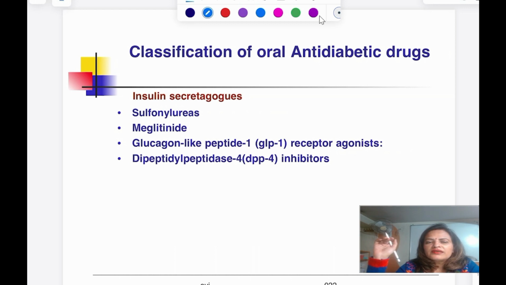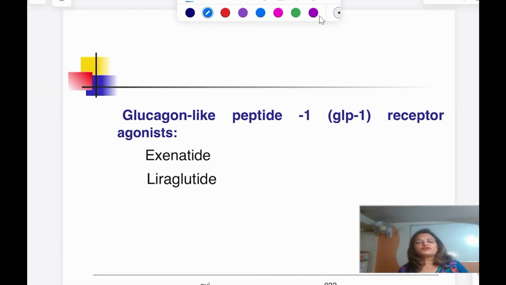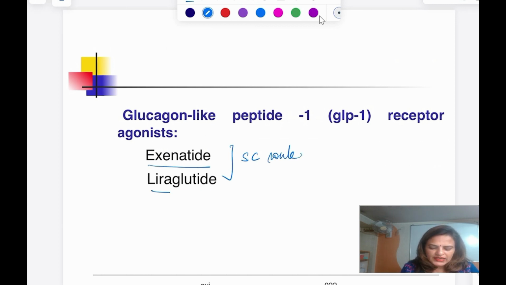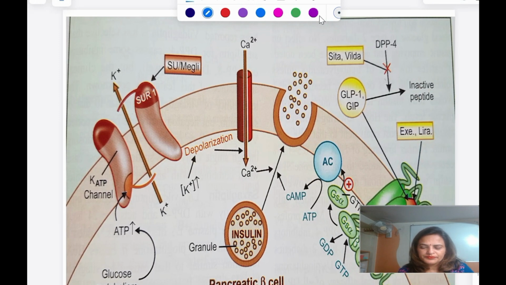So with the insulin secretagogue, I have finished sulfonylurea group of drug with both first generation and second generation. Miglitinides, that is over: nateglinide and repaglinide. Then coming to the third one, glucagon-like peptide receptor agonist. Okay? We have two. This is the one which we give by parenteral route, usually by subcutaneous route. So we have two, exenatide and liraglutide. So they are GLP receptor agonists.